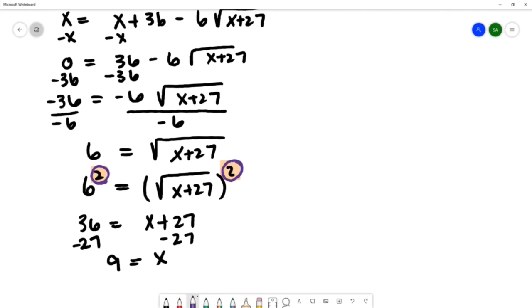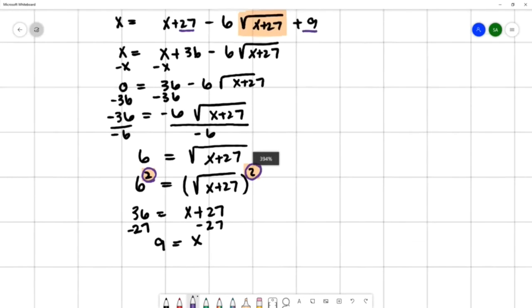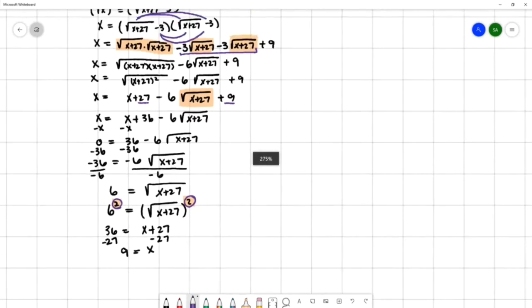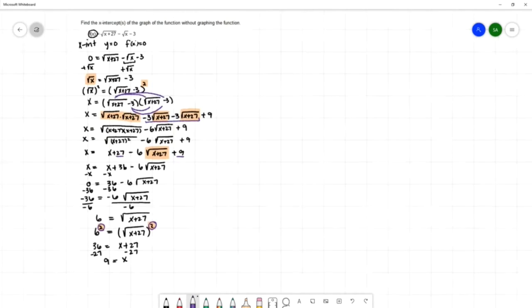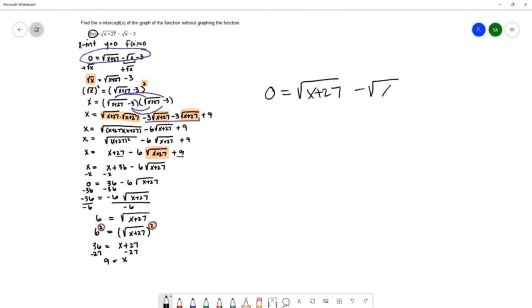So let me zoom out here. We want to go back to our original equation. Our original equation is when we substituted that 0 in. So that was right here. So our original equation is 0 equals square root of x plus 27 minus square root of x minus 3. And I want to check to see if x equals 9 is a solution to this equation. So I'll substitute that in. That's 0 equals square root of 9 plus 27 minus square root of 9 minus 3.